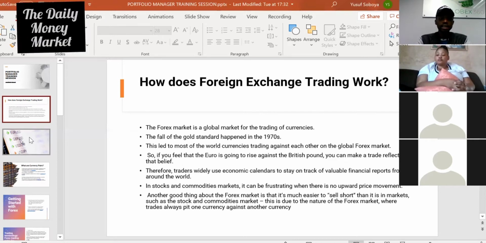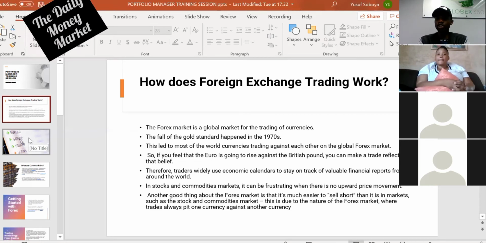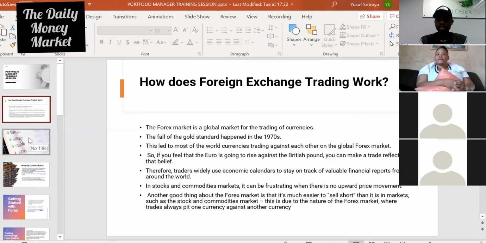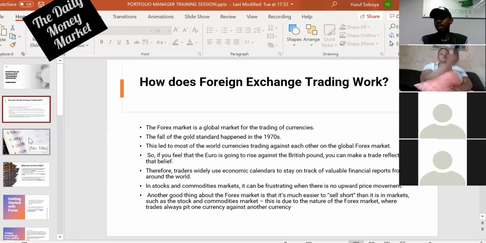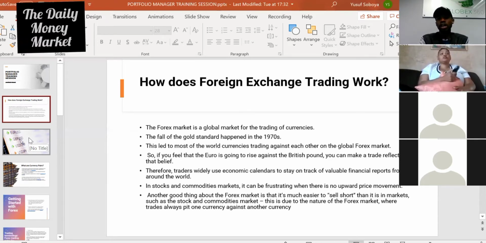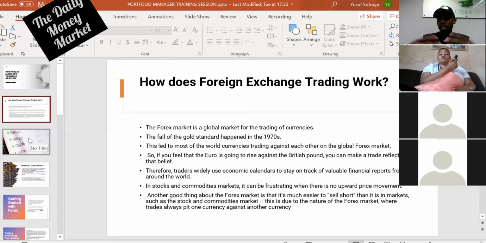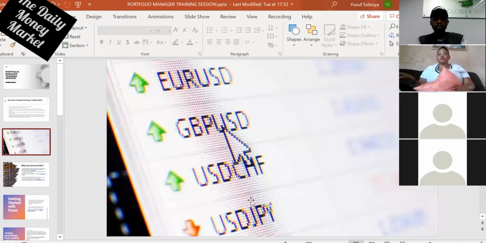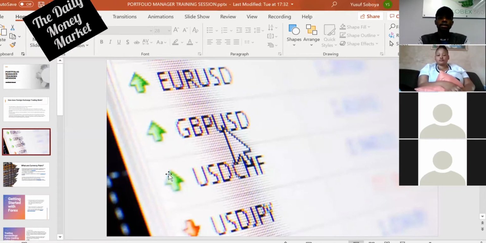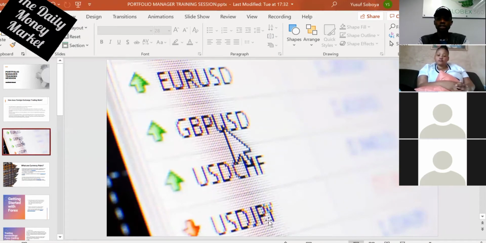So basically, in terms of the introduction, forex exchange is all about trading currencies from one country to another. It started all the way from gold, simplified to a dollar, and the dollar was put in a stock market and then people were able to start to trade. So these are some of the types of currencies that you can see: EUR/USD, GBP/USD, USD/CHF, USD/JPY.